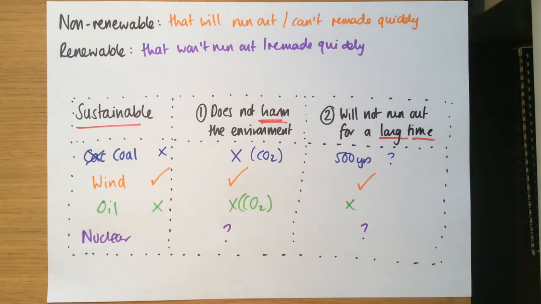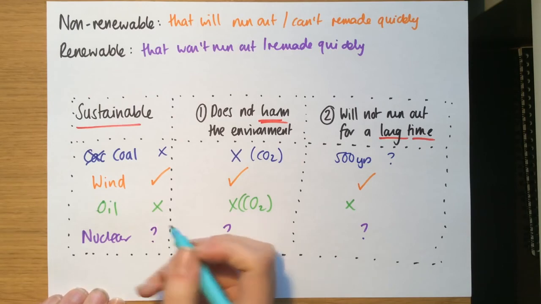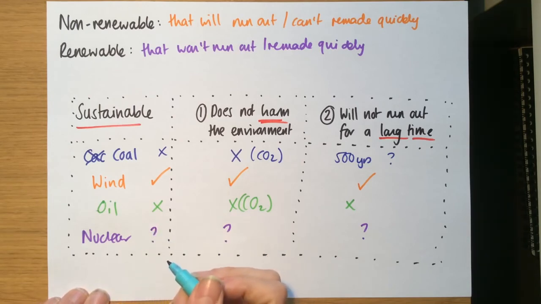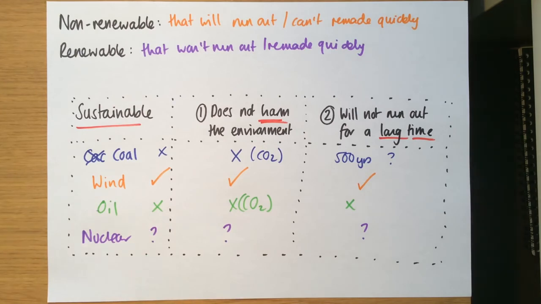So personally, I said that nuclear power is quite sustainable. I think it's a good solution that we have for the energy crisis, but not everyone does. I'm going to put it as a question mark. We can't say definitively whether nuclear power is sustainable or not. It's more a matter of opinion.